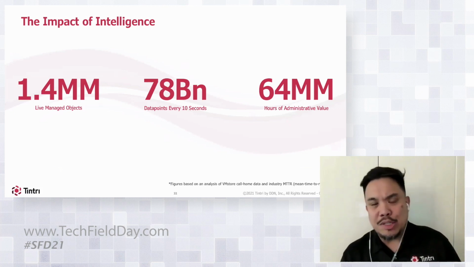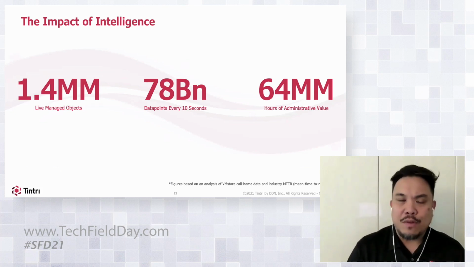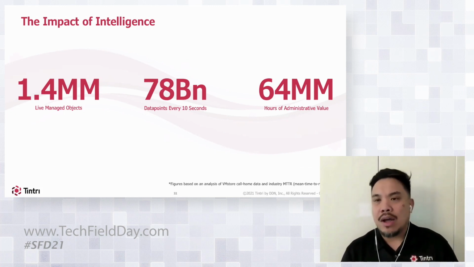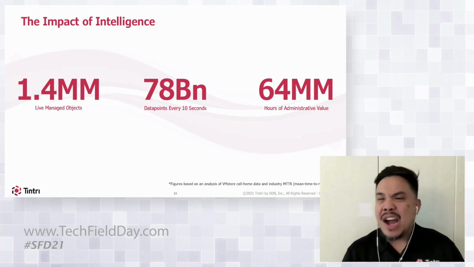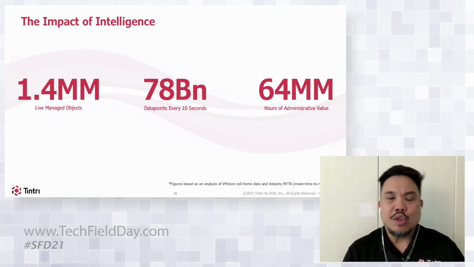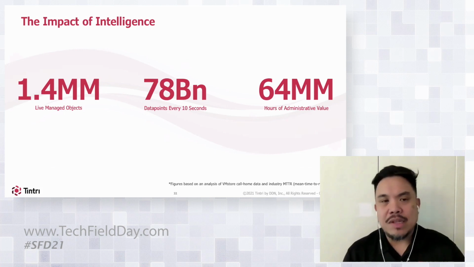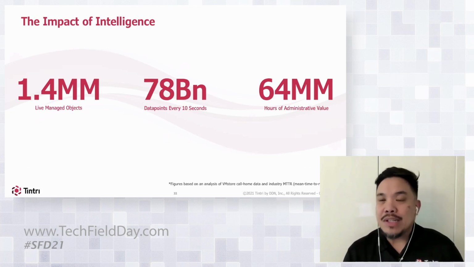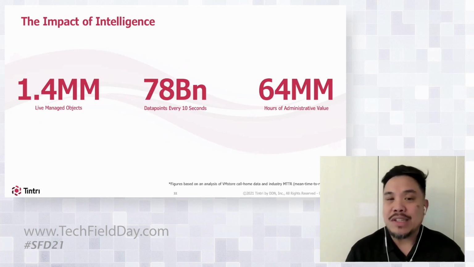I've heard this a bunch of times, but our current footprint of managed objects is around 1.4 million live managed objects. We support a lot of environments that have high churn. So this is not the total number of managed objects we've ever seen, which is actually a multiple of this. But the ones that are living today, that our customers are using today, is around 1.4 million managed objects. This represents about 78 billion data points every 10 seconds.